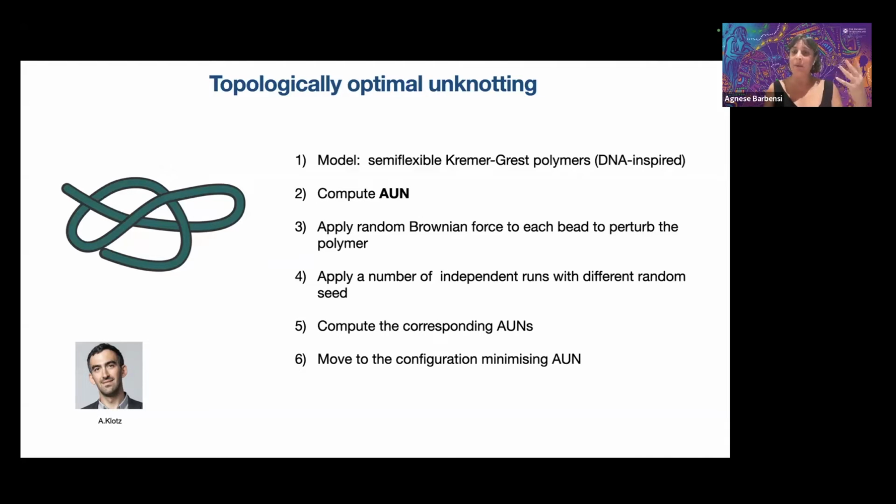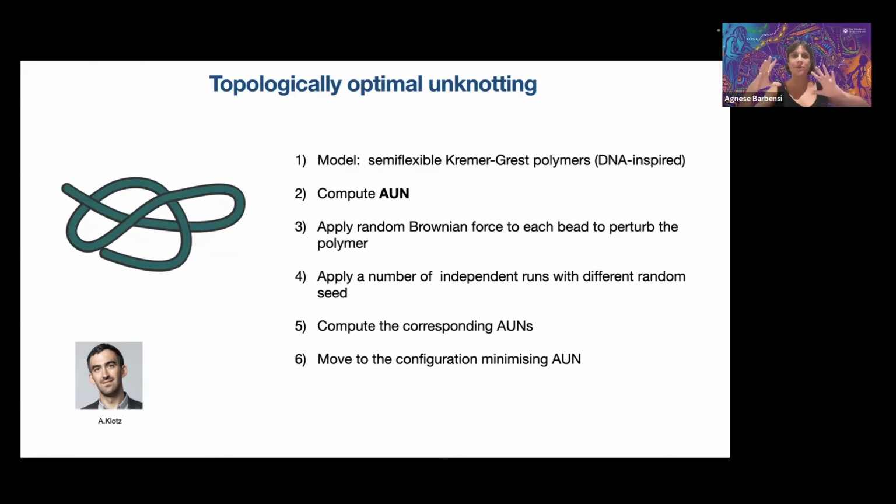We would do that with a number of independent runs with different random seeds to have an idea of the landscape of the possible neighboring configurations of our initial curve. We would compute the average unraveling number for all of these configurations, and then we would move towards the configuration minimizing the average unraveling number. And then we would keep repeating this procedure until hopefully achieving total unknotting.